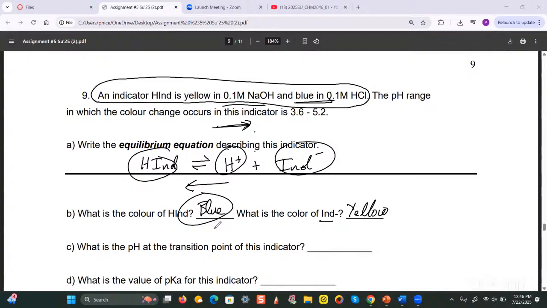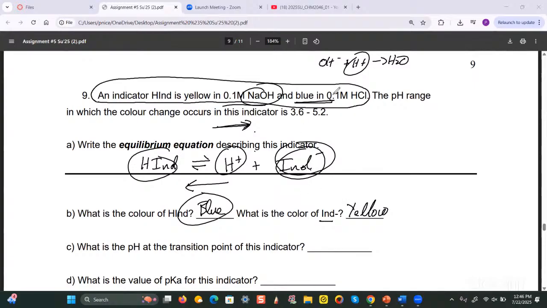Yes, no? So you said if the concentration of H plus is too high or too low? Right, the sodium hydroxide reduces the concentration of H plus, because the OH minus will react with H plus to form water. So the system will shift to form more H plus, but at the same time, it's going to produce more IND minus. And because the solution is blue in acid, that means that the IND minus must be yellow in sodium hydroxide.